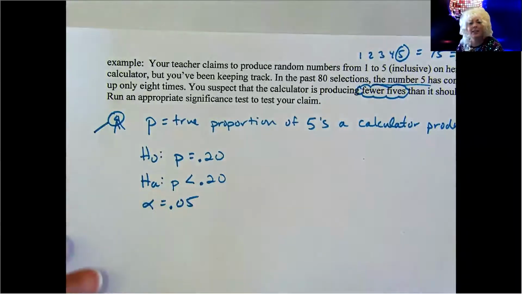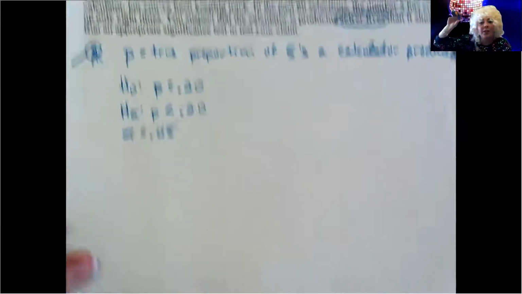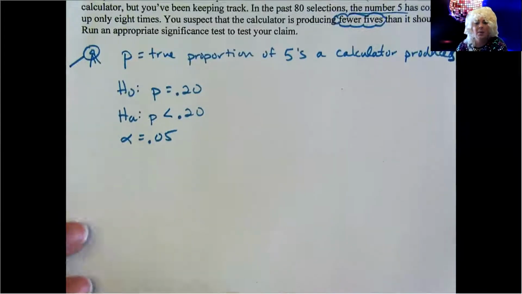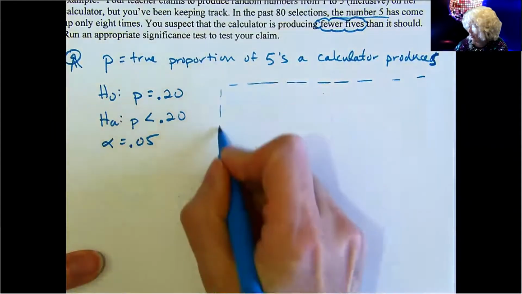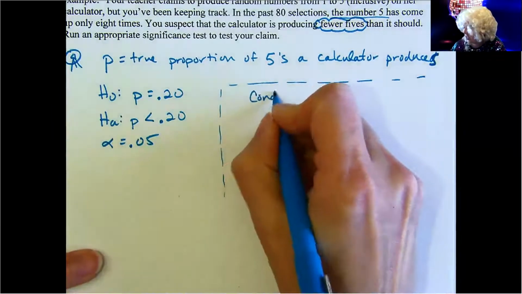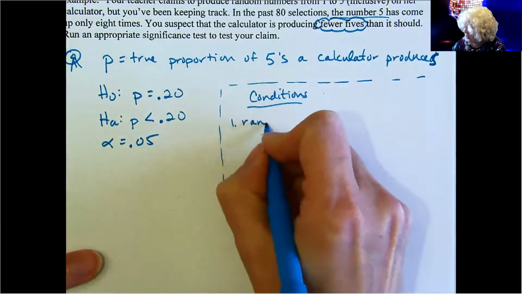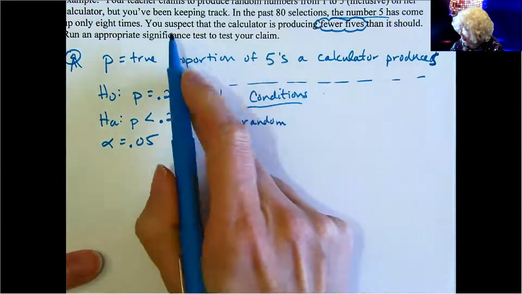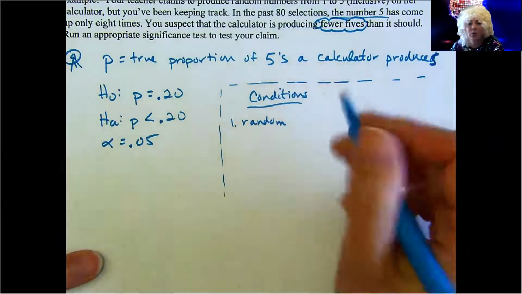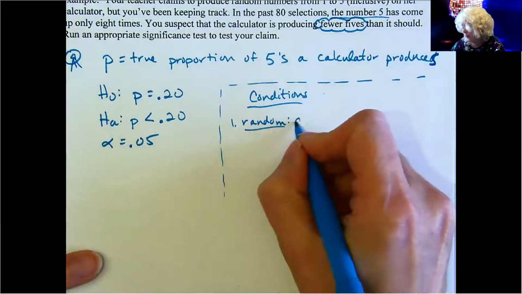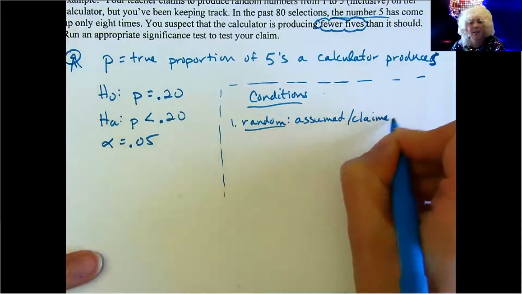All right, the next thing you have to do are your gatekeepers, your conditions. You can put them anywhere you want on this paper. You've got lots of workspace, but if you're ever crunched for room, you could always just squeeze it over here. So you've got your conditions. The first condition, we need to make sure that it was a random sample. Let me go back. Your teacher claims to produce random numbers. So we're going to say that random has to be assumed here. It's assumed, claimed.